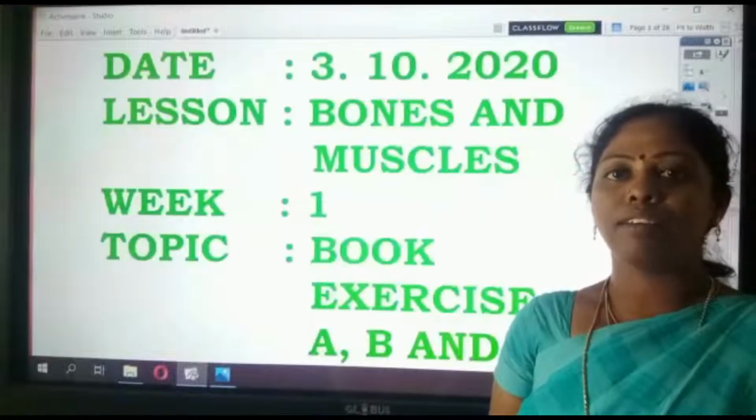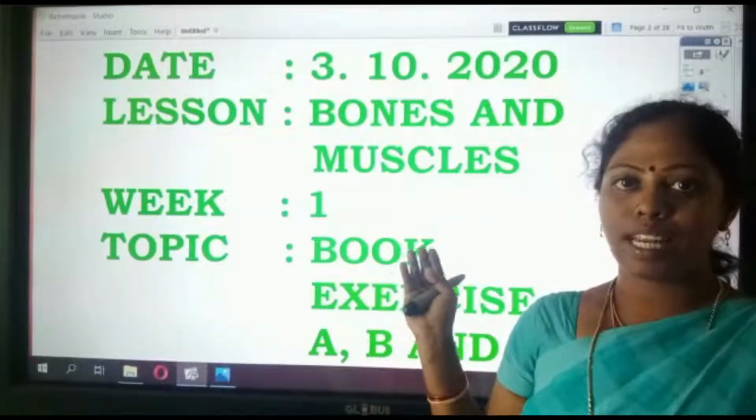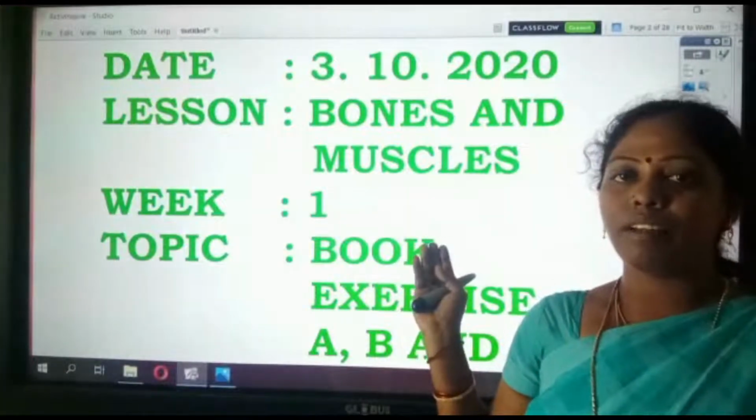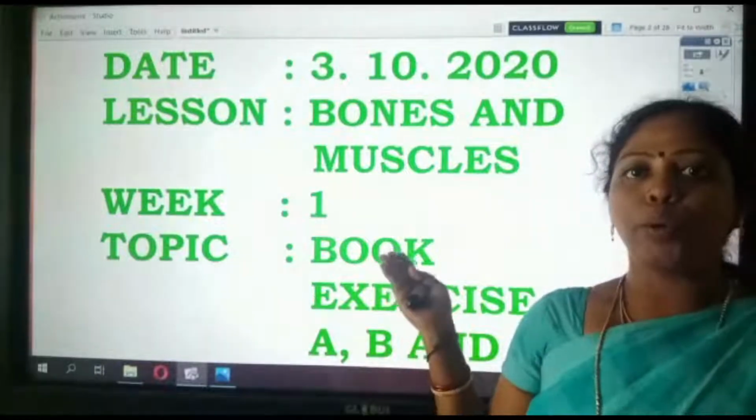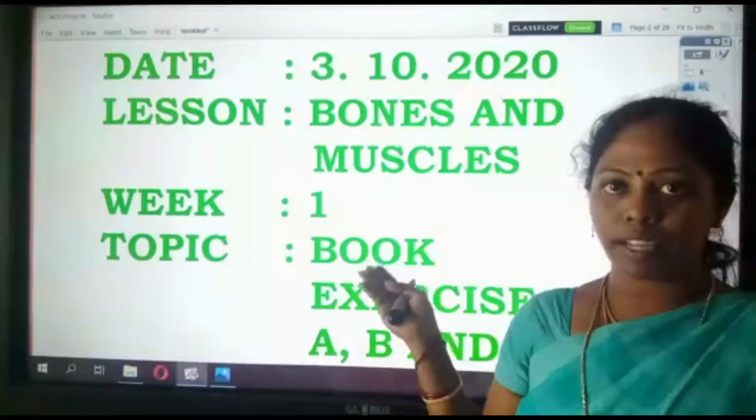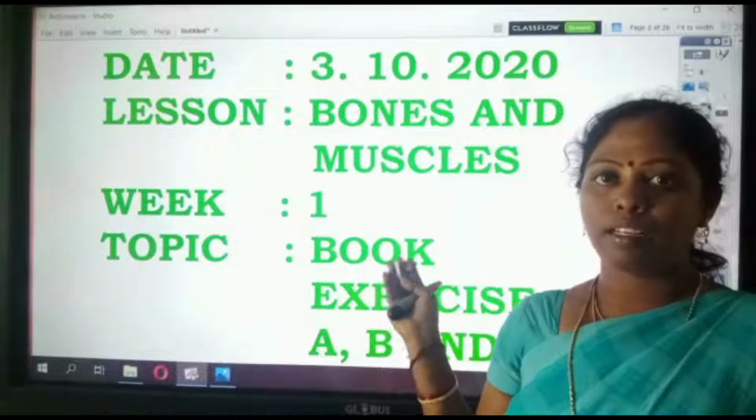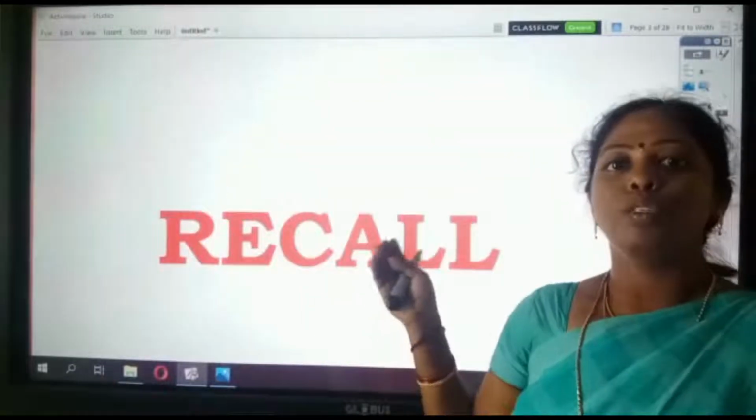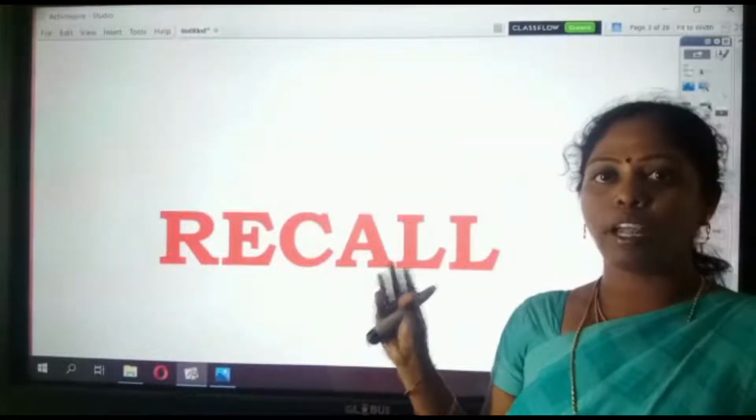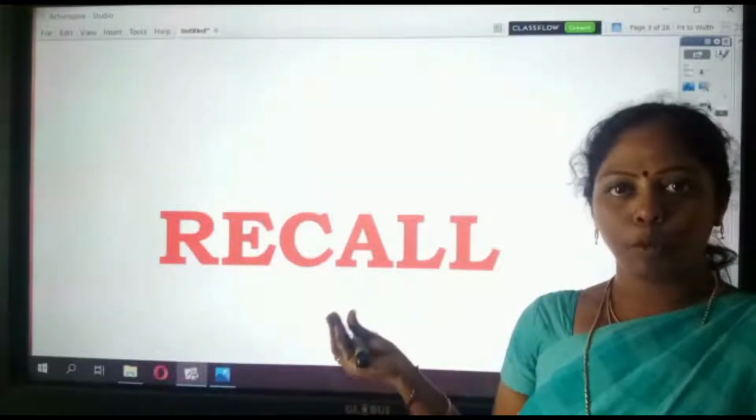Last class we studied the bones and muscles lesson. In that lesson we studied many points. Today we are going to see the book exercise of that lesson, A, B and C exercises. So let us have a short recall before we start the book exercise.